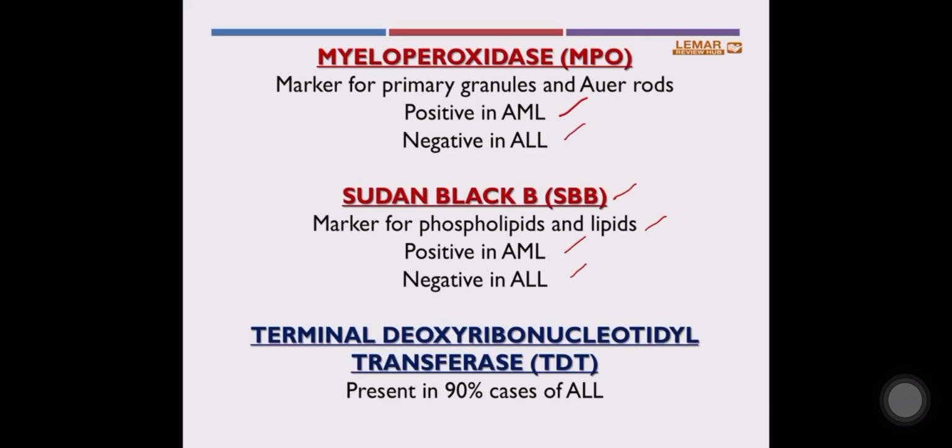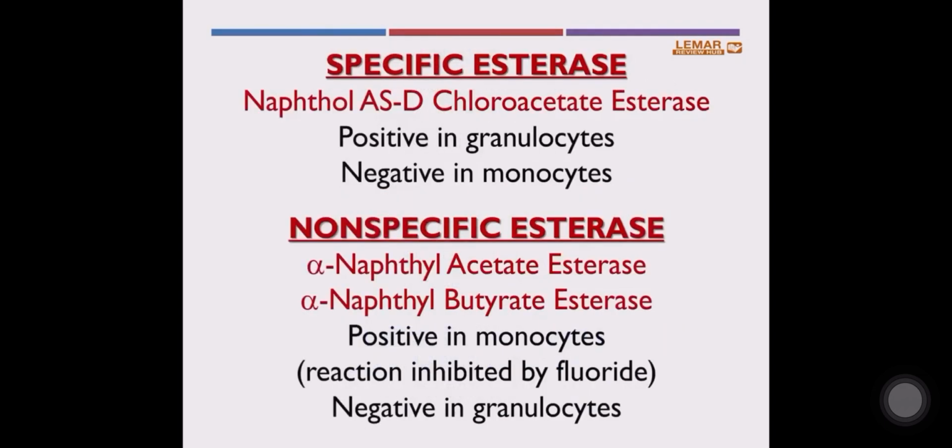TDT, on the other hand, is a marker for the immature lymphocyte. TDT is positive in ALL, but negative for AML. Another, we have the esterase stain. The esterase can be used to differentiate granulocytic from monocytic leukemia. Under the esterase reaction, we have the specific esterase or the chloroacetate esterase stain. It is positive for granulocytic cell but negative for monocytic cell.